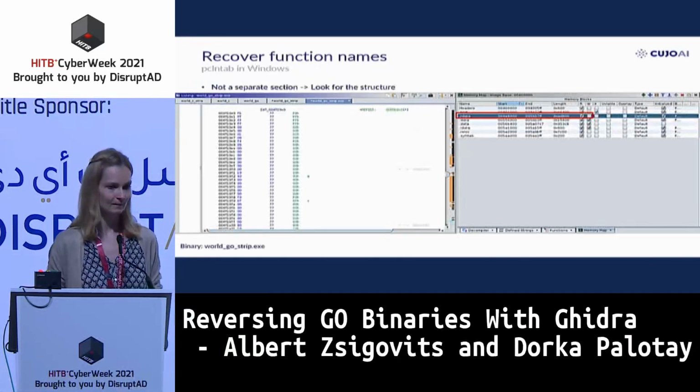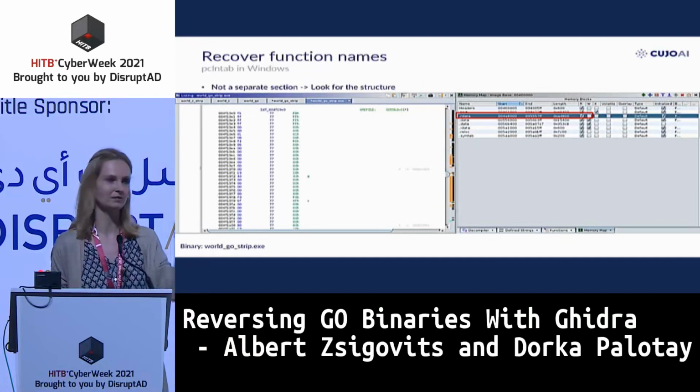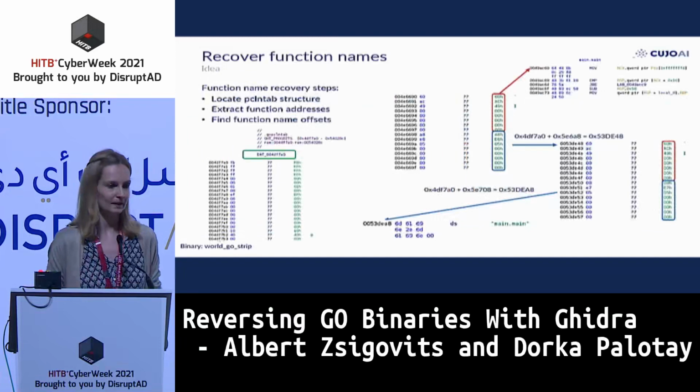And here, one side note: during our research we were focusing on Linux, but for Windows there is no specific section called Go PCLN tab. In our script we are looking for that section, but in Windows this structure is still there, so what you need to do here is look for the magic values and all the bytes that are following, so that's not much more difficult than in case of Linux.